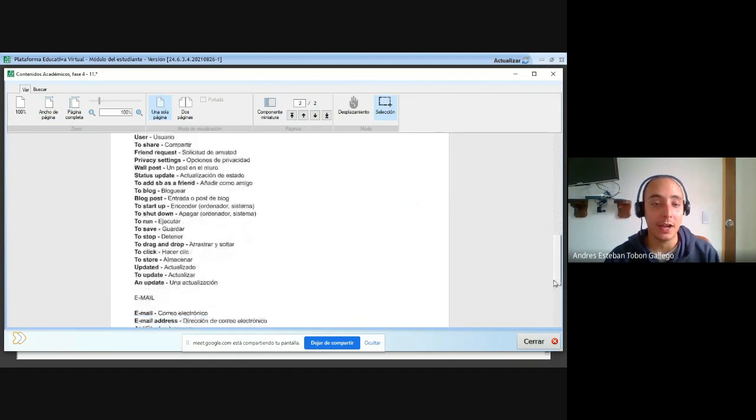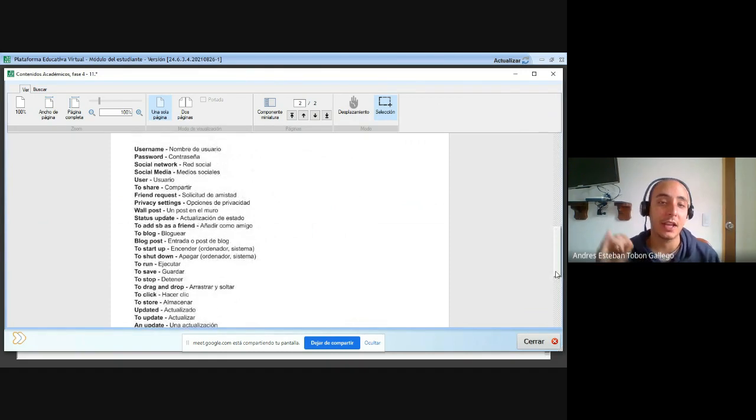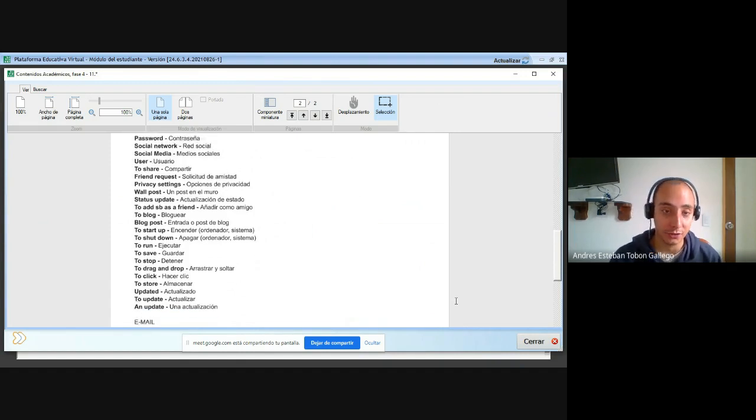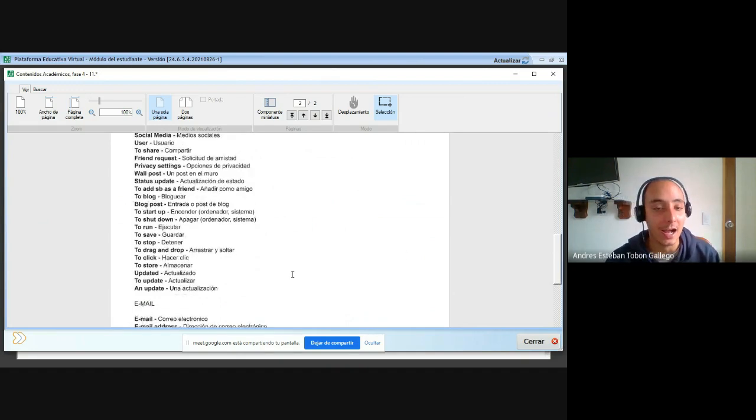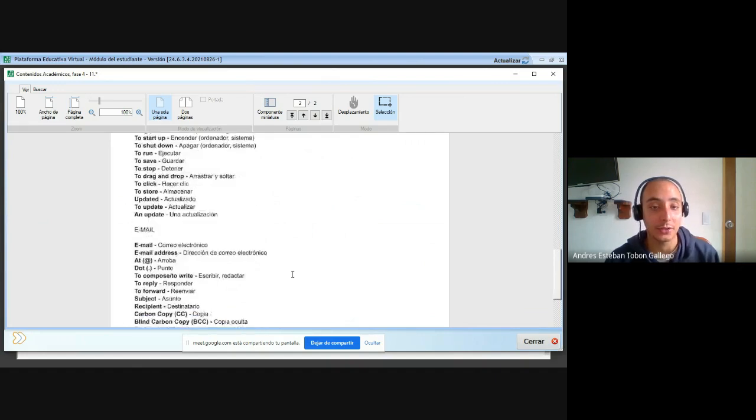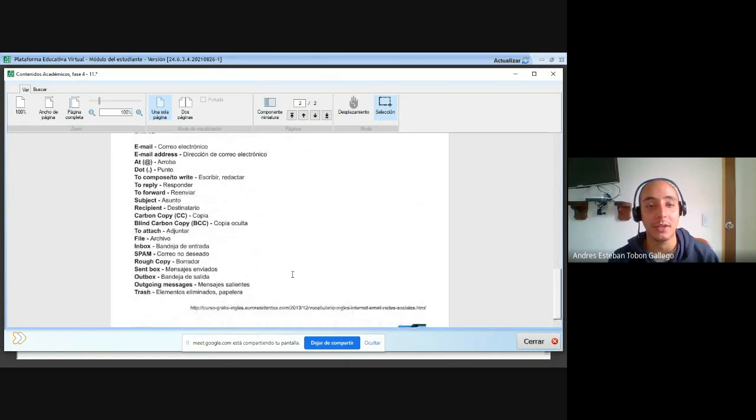Okay, and here we have more vocabulary: the username, the password, the social network, the social media, the user, to share something, friend requests, privacy settings, a wall post, a status update, to add somebody as a friend, to block, a blog spot, to start up, to shut down, to run, to save, to stop, to drag and drop. Take a look at it. To click, to store, to update, and an update.